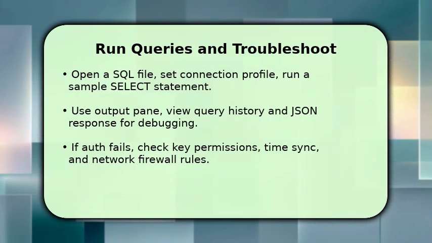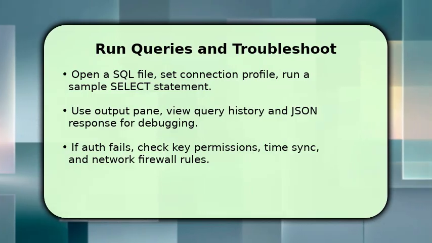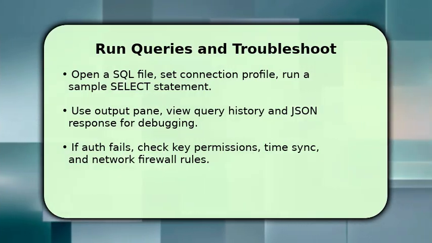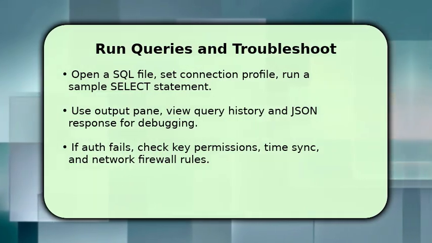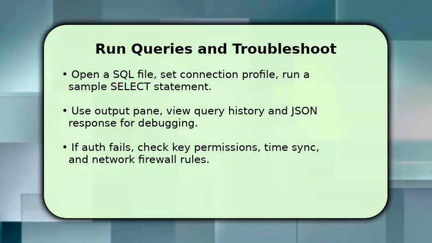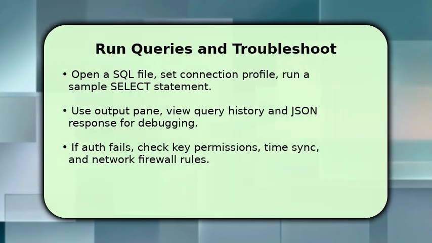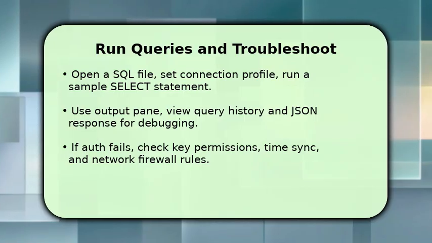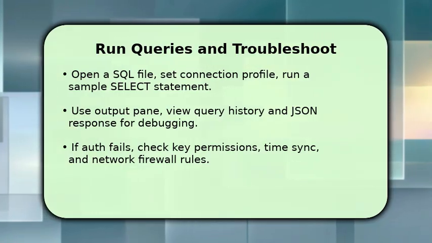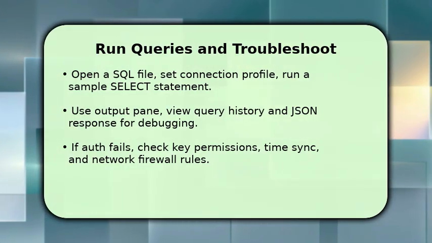You finish by opening a SQL file, selecting the saved Snowflake profile, and running a simple select to confirm results. Once the query returns, use the output pane to inspect results and the extension's query history to debug performance or permissions. Make sure to save connection profiles in workspace settings if working in a team.